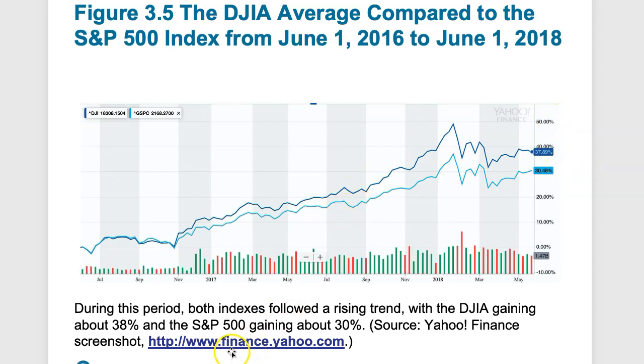So you could go to Yahoo Finance and type in the Dow Jones Industrial Average, and you could make your own charts in any time frame you want to really see the gains. But here we're actually putting two indicators. The dark blue here is the Dow Jones Industrial Average, and the light blue is the S&P 500. So you can see how they're tracking pretty similarly together. During this period, the Dow Jones gained 38% and the S&P gained 30%. So they're not identical, but you can see they kind of move in a similar pattern.